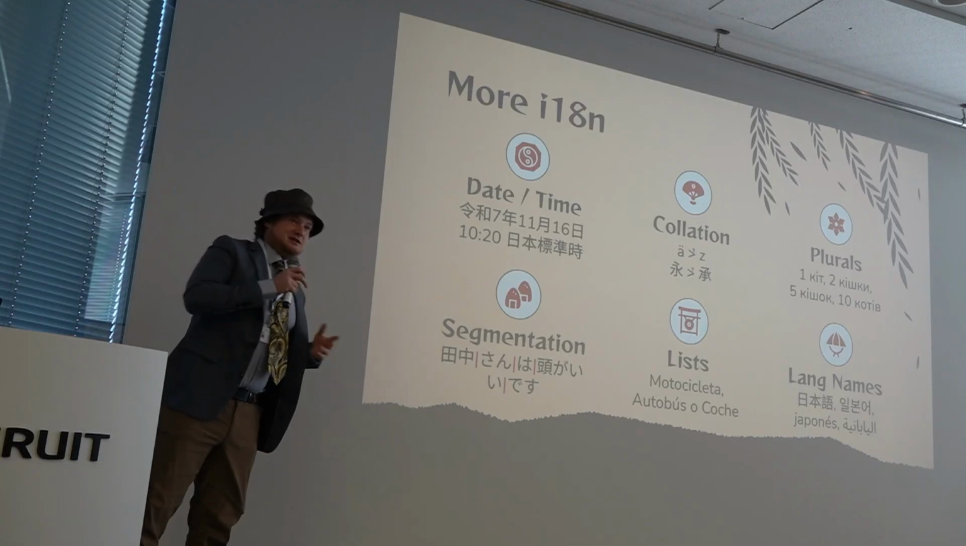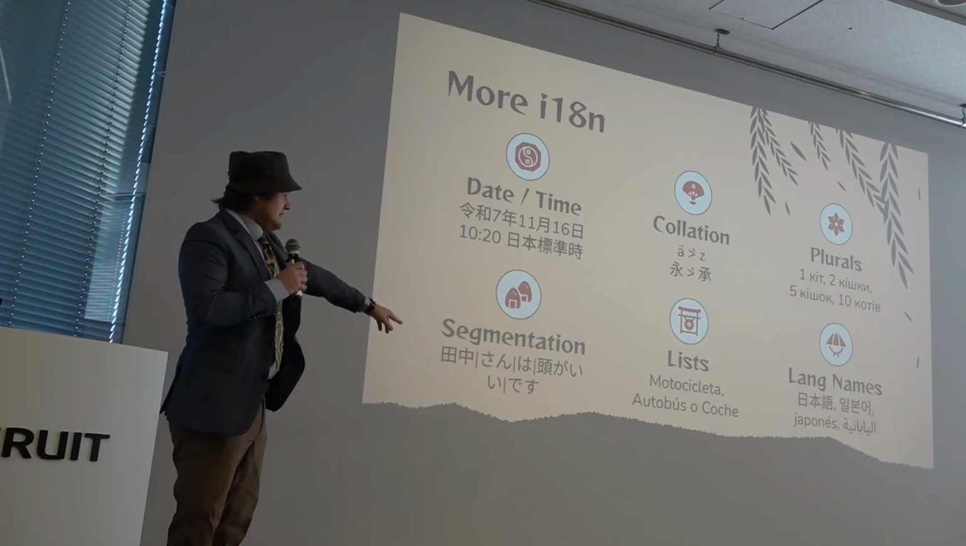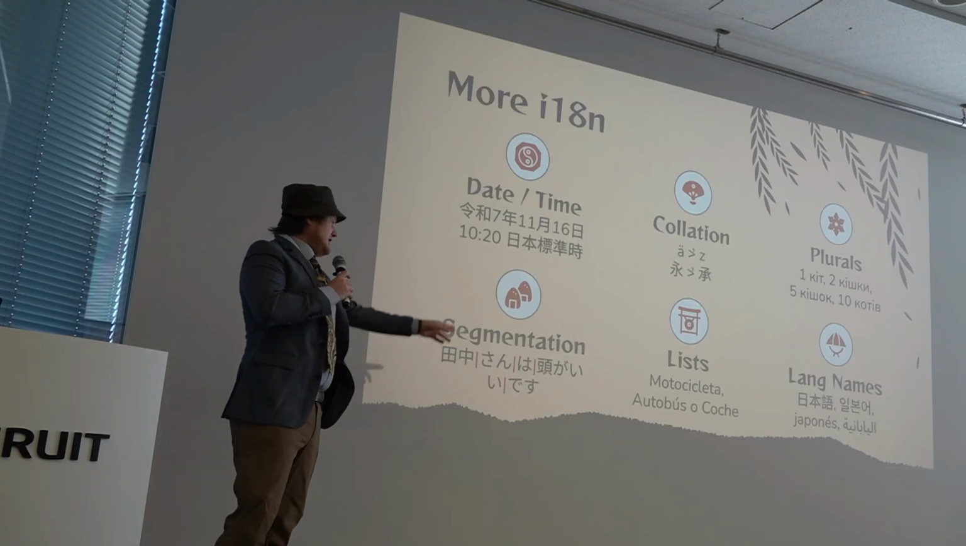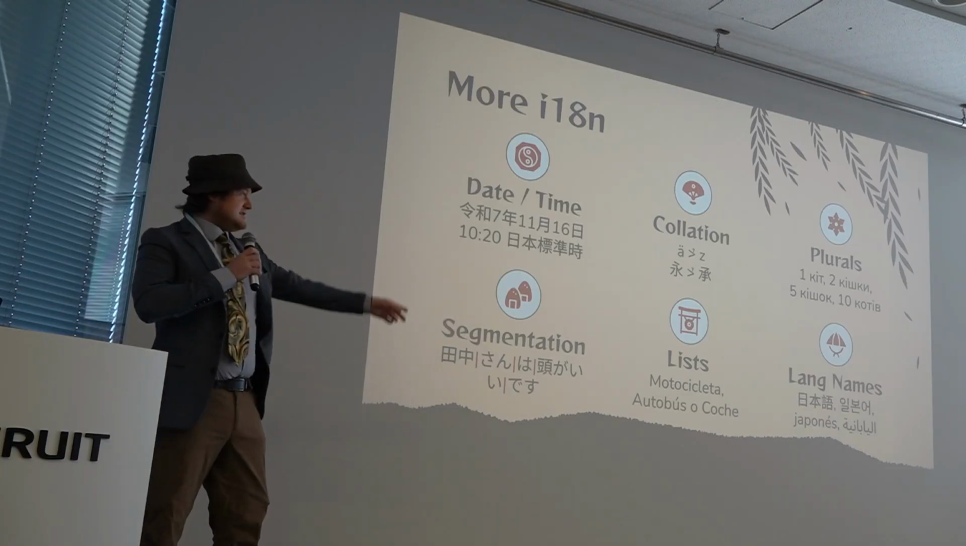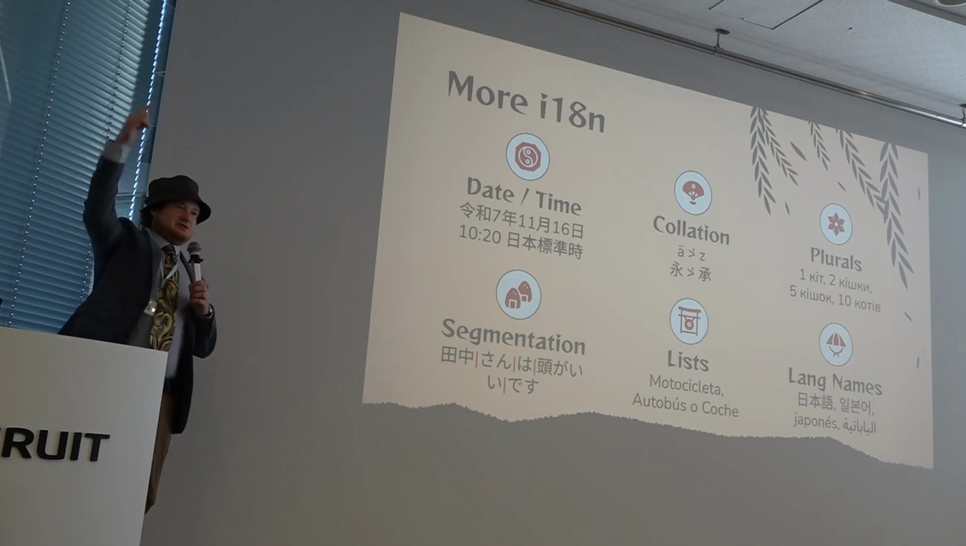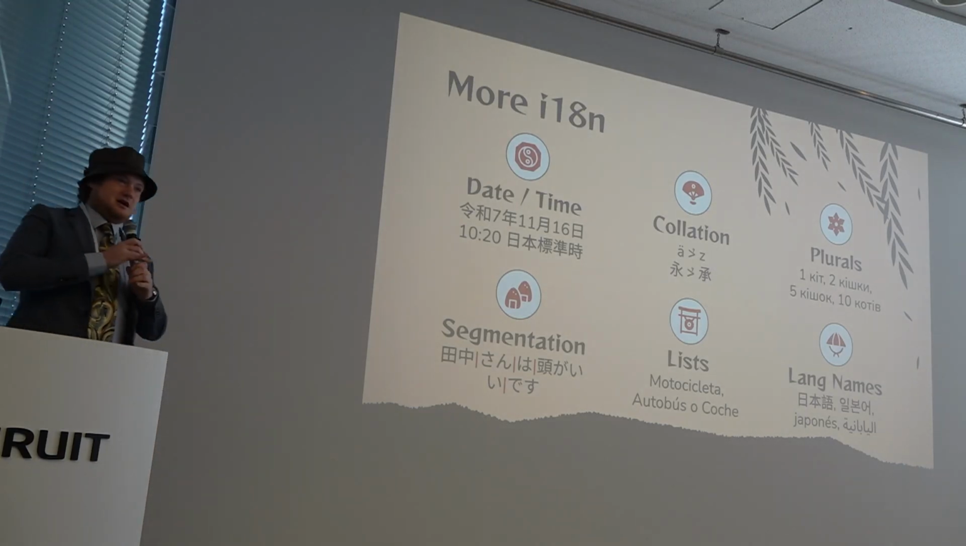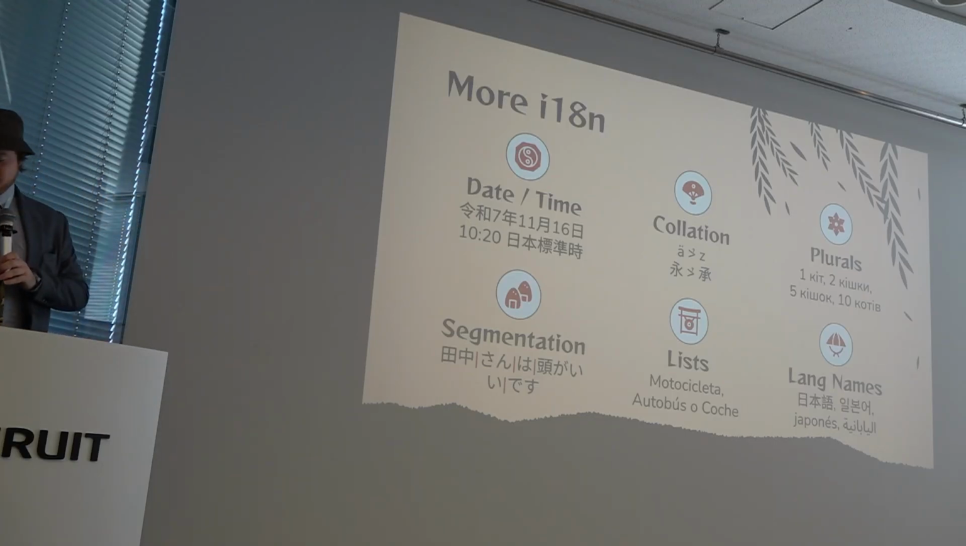Segmentation, over here, this is a string, and you have to figure out where the word breaks are in this string, because languages like Japanese don't use spaces between words. Lists have to have the correct inflections of the words. Language names, that's the language name of Japan in 4 different languages, so that people can choose from like a drop-down menu, for example. So these are all problems that maybe you've thought of or haven't thought of that internationalization is involved with.